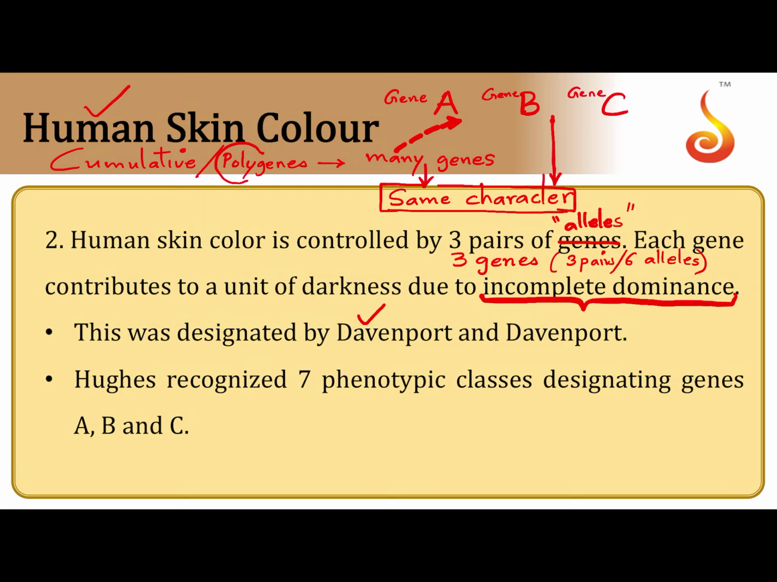And this was first reported by Davenport, and they have classified, Hughes has classified 7 phenotypic classes, and like how I told you, we shall designate the gene as capital A, capital B and capital C. So the take home message here is there are 3 genes but 1 character. The genes are capital A, capital B and capital C, but the character is skin color. One character controlled by more than one gene is a cumulative or a poly or a multiple gene, and the best example is human skin color.